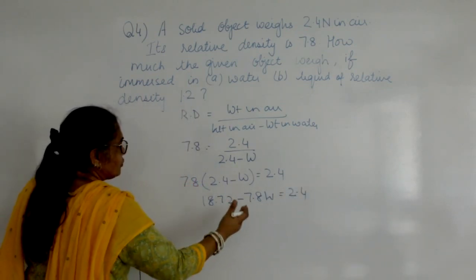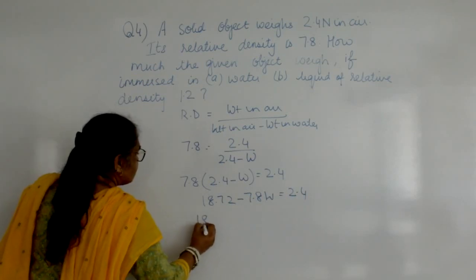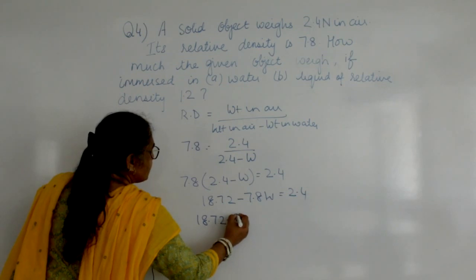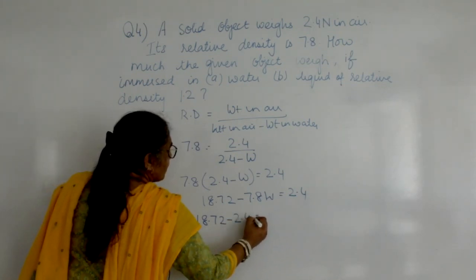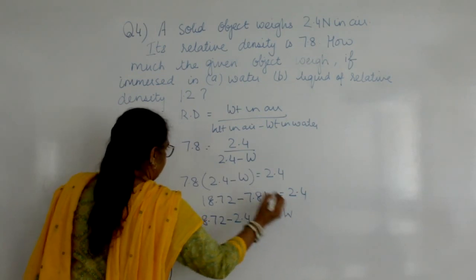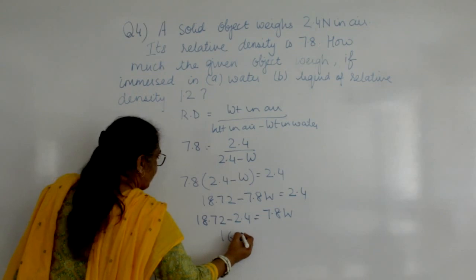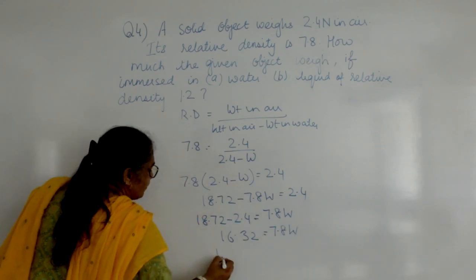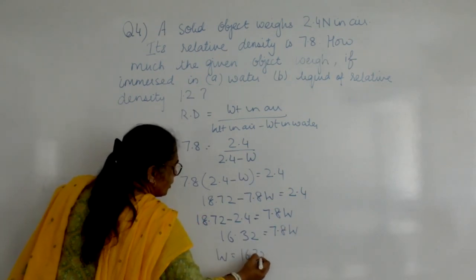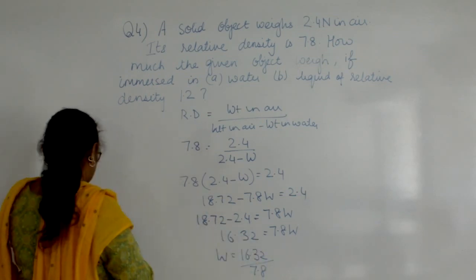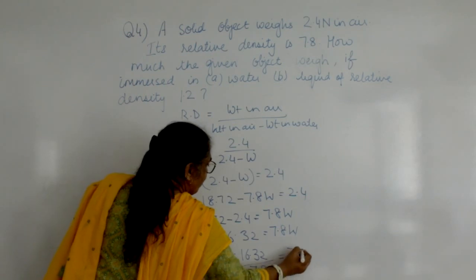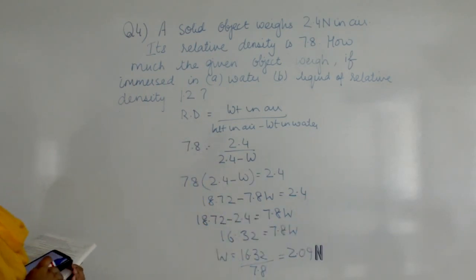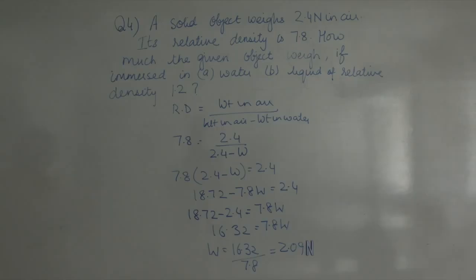Now, you have to take W on the other side. So, it will become 18.72 minus 2.4 equal to 7.8 W. So, this is giving you 16.32 equal to 7.8 W, or W will be equal to 16.32 upon 7.8. This is giving you 2.09. So, the weight of the solid immersed in water is coming out to be 2.09 Newton.